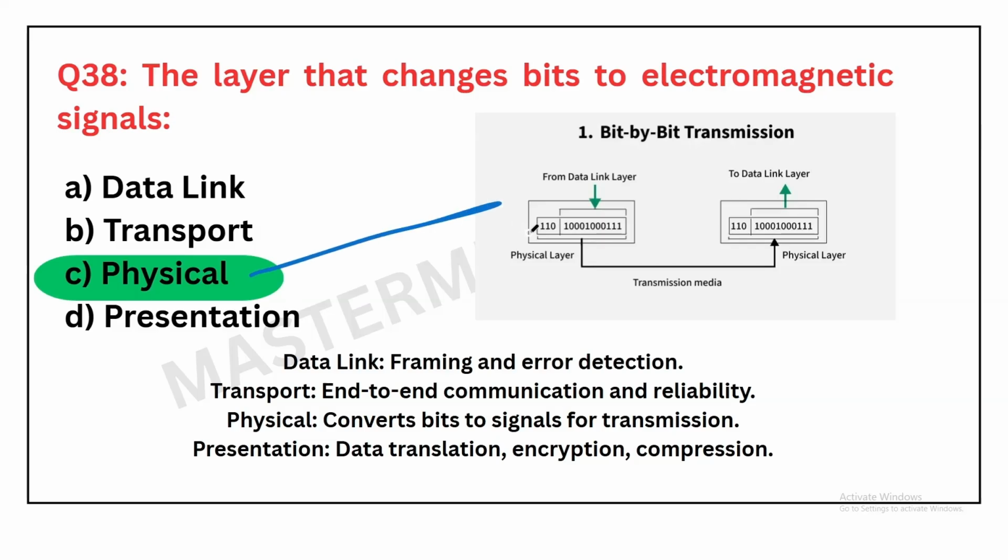Physical layer converts raw bits into electromagnetic signals for transmission over cables or wireless media. Data link layer is responsible for framing data and detecting errors on a local network. Transport layer ensures reliable end-to-end communication between devices. Presentation layer translates, encrypts, and compresses data so that applications can understand it.